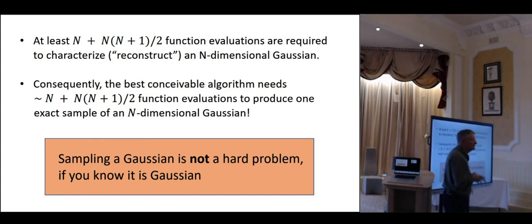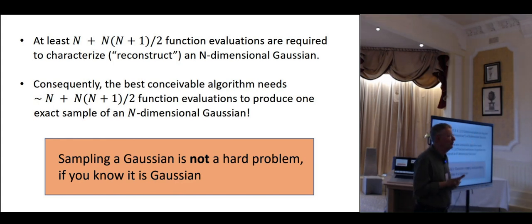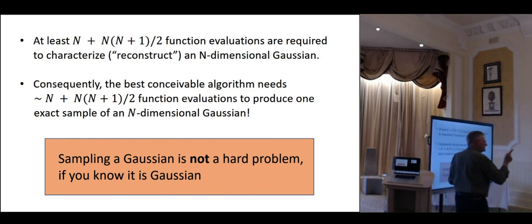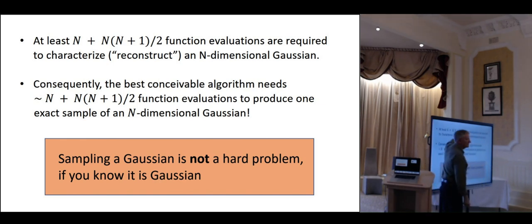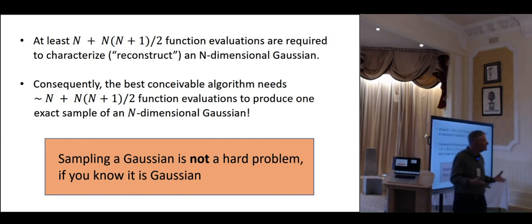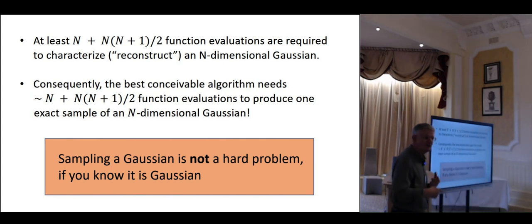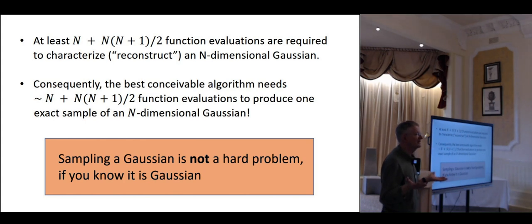I haven't tried, it doesn't matter here, but how do I know that this is the best conceivable algorithm? I don't know if you have any idea how I know this. The answer is that if you have less than this number, then you cannot fully determine the shape of the Gaussian. There are infinitely many shapes of the Gaussian that are consistent with fewer samples. This means that it's impossible with fewer samples to sample the Gaussian correctly.